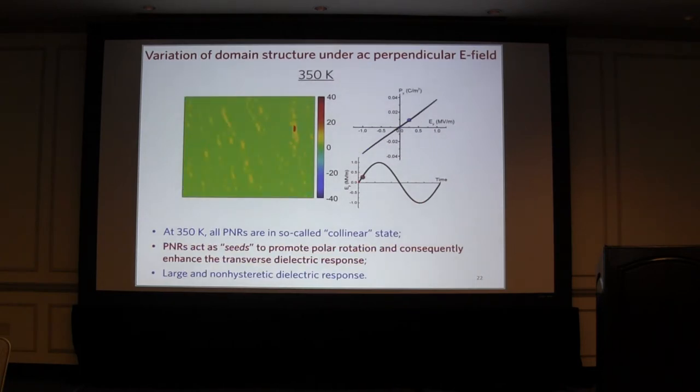And for 350 Kelvin, you can see that without applying electric field, all the polar nano regions are in collinear state, and with applying electric field, the polar nano regions look like seeds to promote polarization rotation and enhance the transverse dielectric permittivity. The most important thing here is that this contribution will not generate loss and hysteresis. This is actually what we observed in experiments.